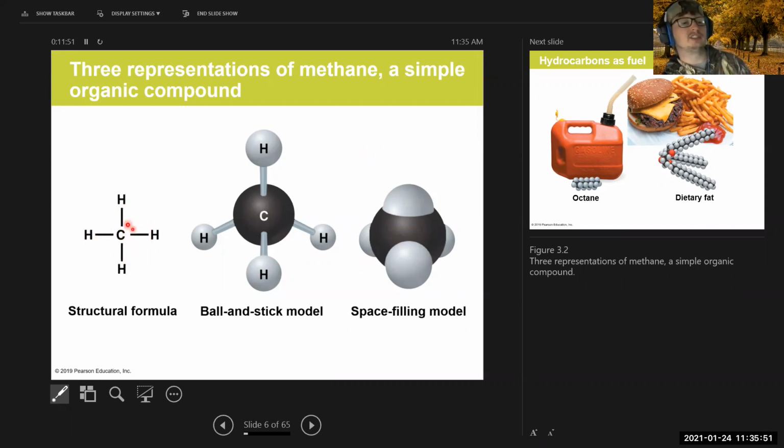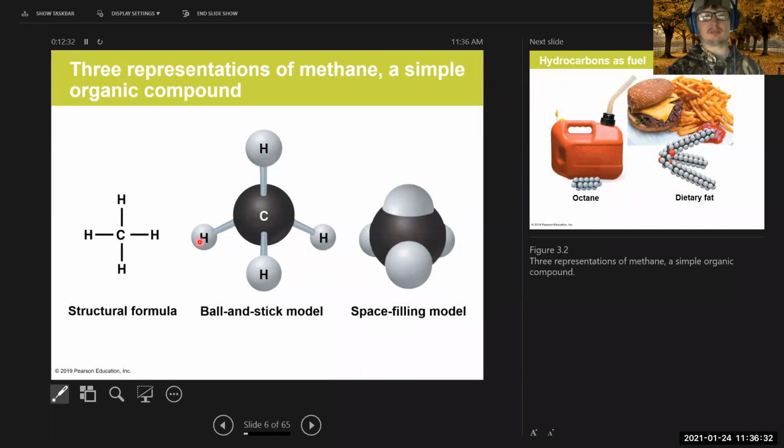We also can represent this in a ball and stick model, which is shown by that carbon ball and then the 4 hydrogen balls around it, with the sticks connecting those different atoms, making up the ball and stick model. The final way we can represent this molecule is through what's called a space-filling model. And that space-filling model is basically the balls that represent the atoms being squished together and not having the sticks connecting those different atoms.